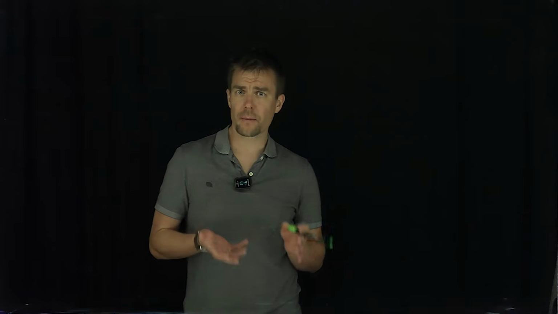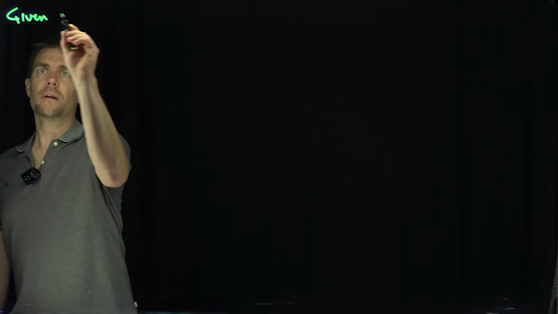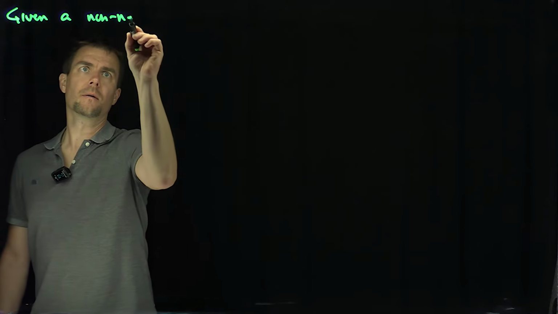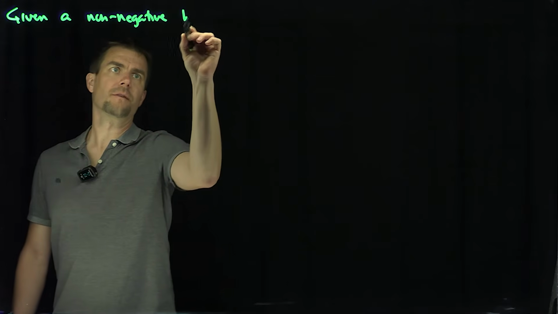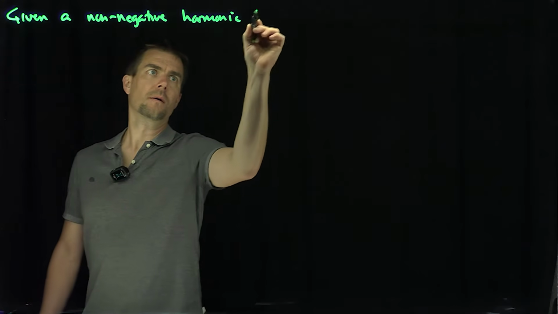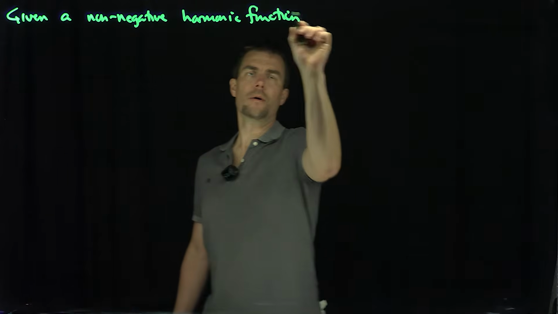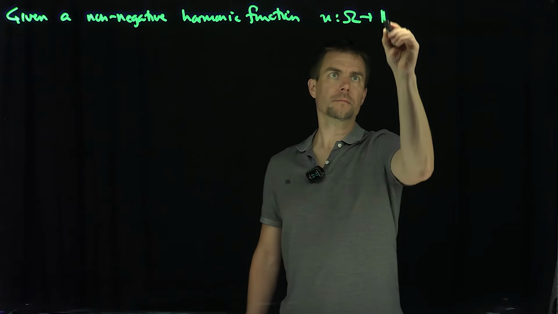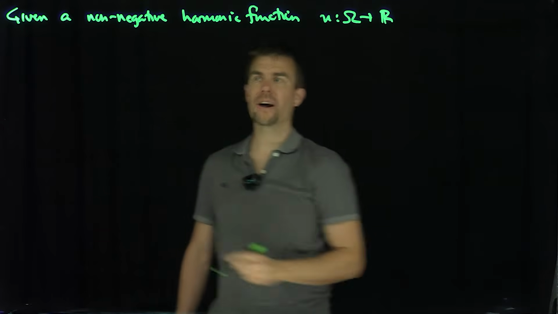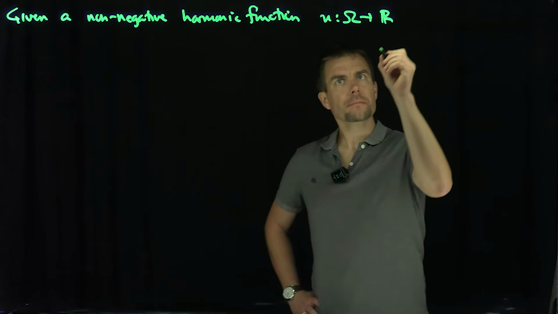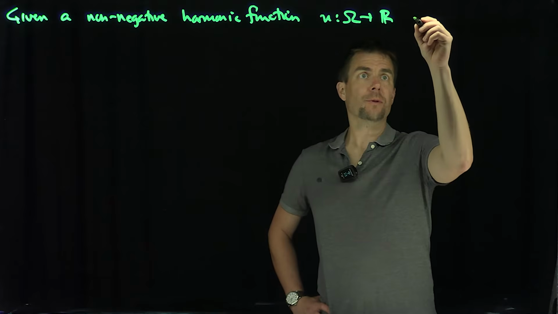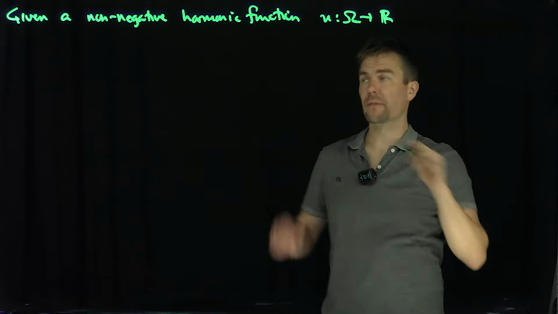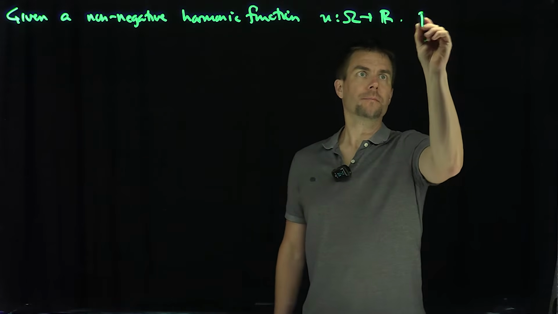Hello students, in this video we'll prove Harnack's inequality for non-negative harmonic functions in the plane. Let's be given a non-negative harmonic function u, which maps omega into R. But it's non-negative, right? And let's assume that u is continuous up to the boundary, so u is continuous everywhere. Good.